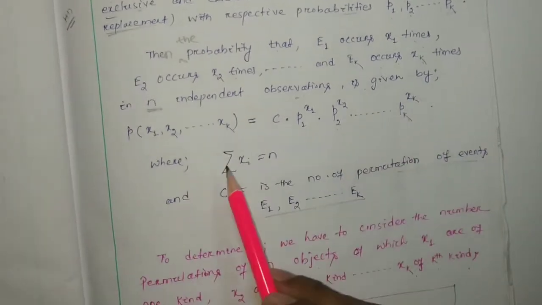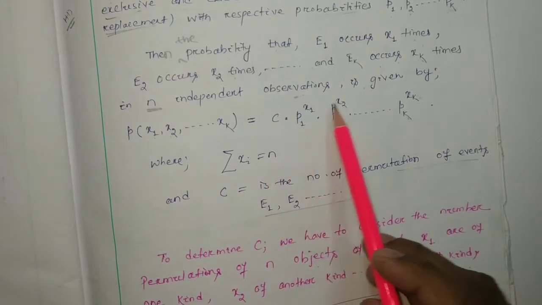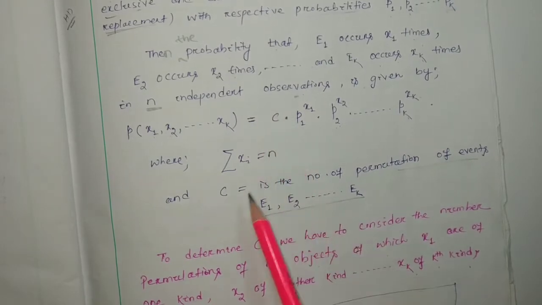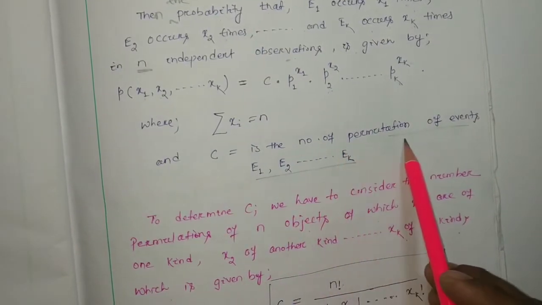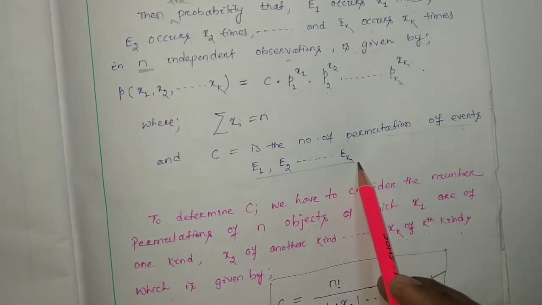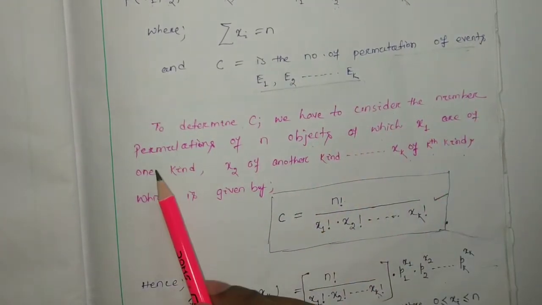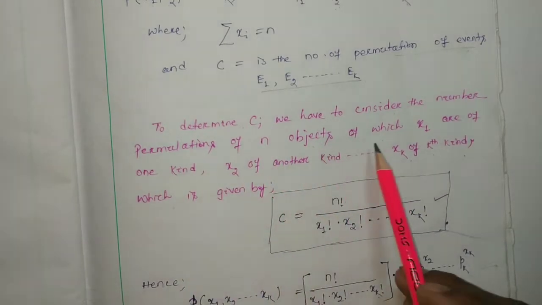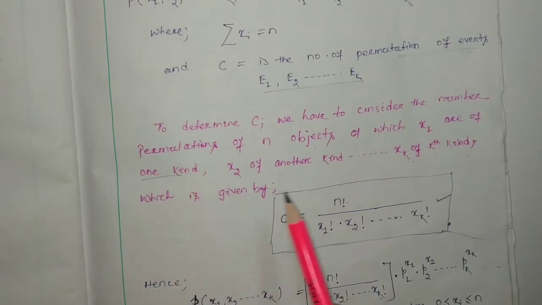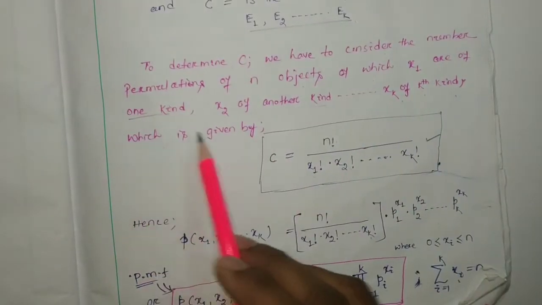Here, summation over xi will be n. That means x1 plus x2 up to xk will be n. And here C represents the number of permutations of events E1, E2, Ek. To determine C, we have to consider the number of permutations of n objects of which x1 are of one kind, x2 of another kind, xk of kth kind, which is given by this.